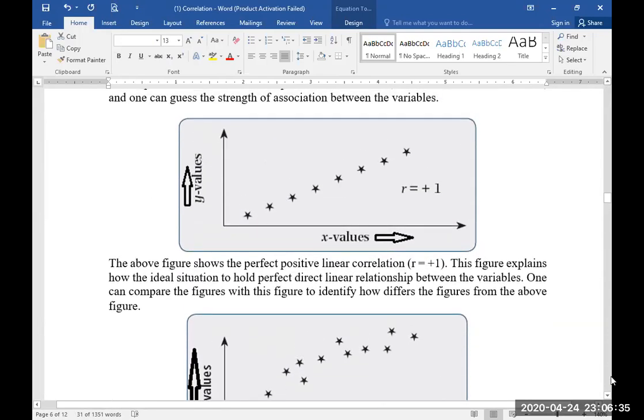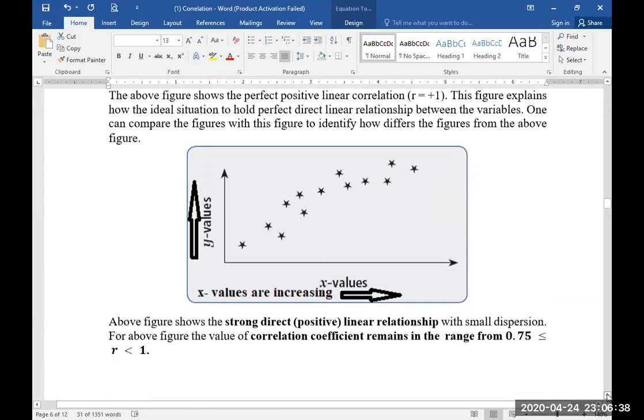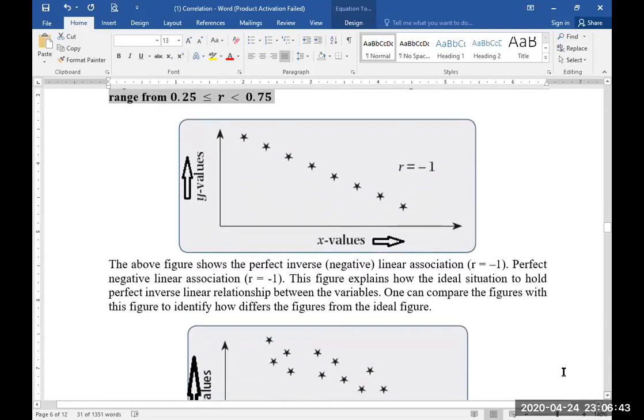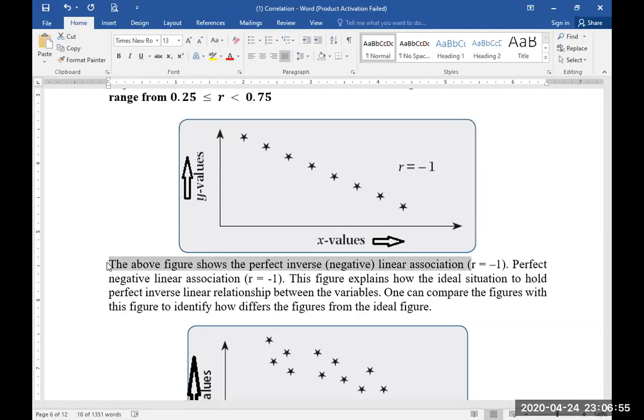Now, what graphical representation relates to the negative relationship? We have this graph. The above figure shows a perfect inverse or negative linear association where r is perfectly -1. Perfect negative linear association. This figure explains the ideal situation to hold a perfect inverse linear relationship between the variables. One can compare the figures with this figure to identify how they differ from the ideal figure.